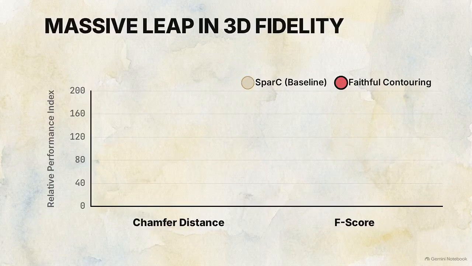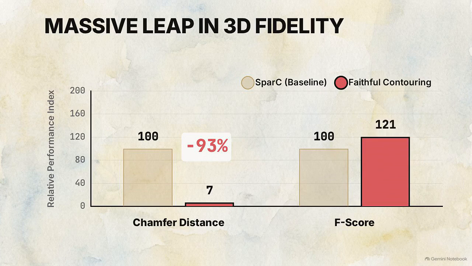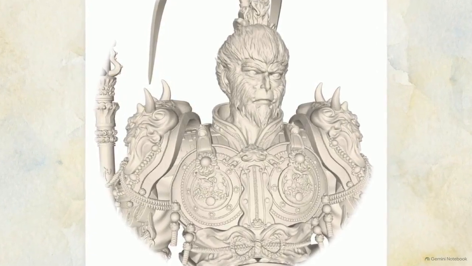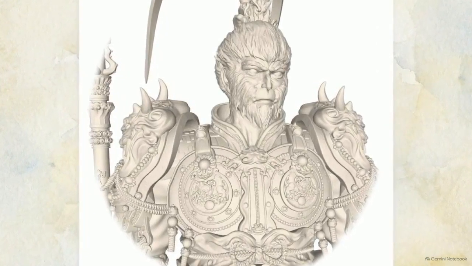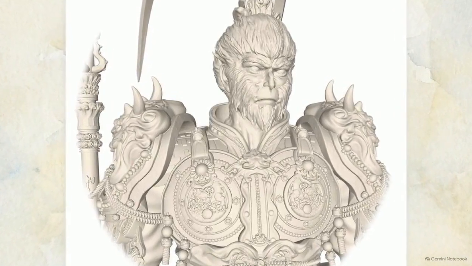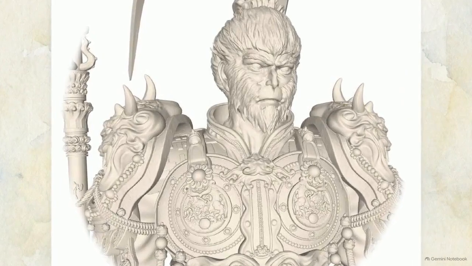The empirical results establish a new baseline for representation. Faithful contouring achieves a 93% reduction in chamfer distance and a 35% improvement in F-score compared to strong existing baselines like Spark. This image shows a close-up of an armored warrior processed through the FCT pipeline. The geometric distance errors here sit exactly at the 10 to the negative fifth level, capturing the pristine, unmelted details of the intricate chest plating.